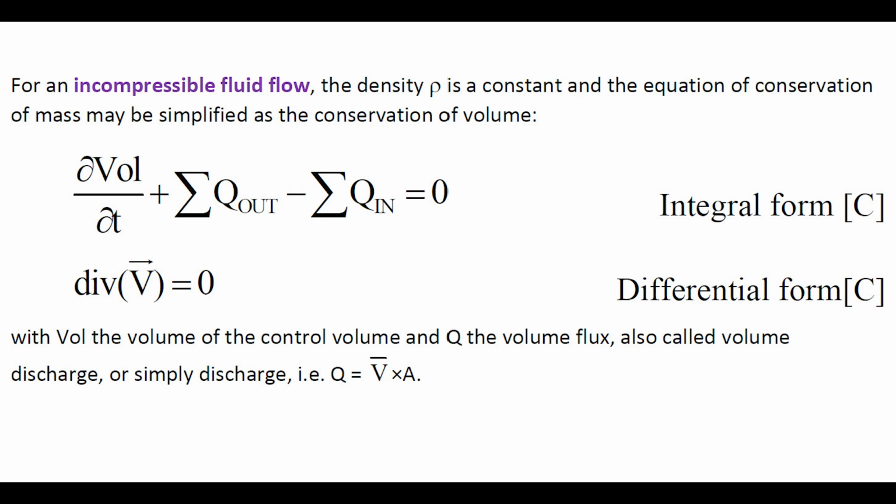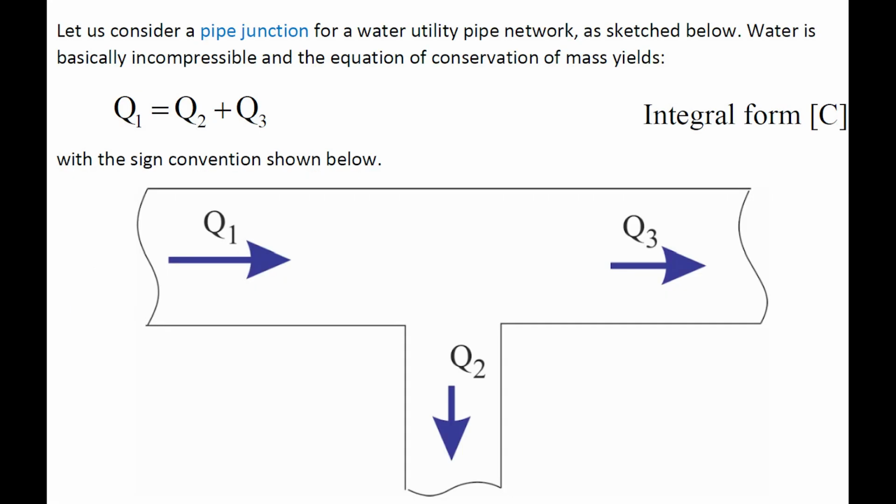For an incompressible fluid, the density of the fluid is a constant, and the equation of conservation of mass can be simplified in the form of a conservation of volume, in which Q is the volume flux or discharge. Let us look at a few applications. First, let us consider a pipe junction for a water utility pipe network as sketched below. Water is incompressible, and the equation of conservation of mass gives Q1 equals Q2 plus Q3, with the sign convention shown in the sketch.